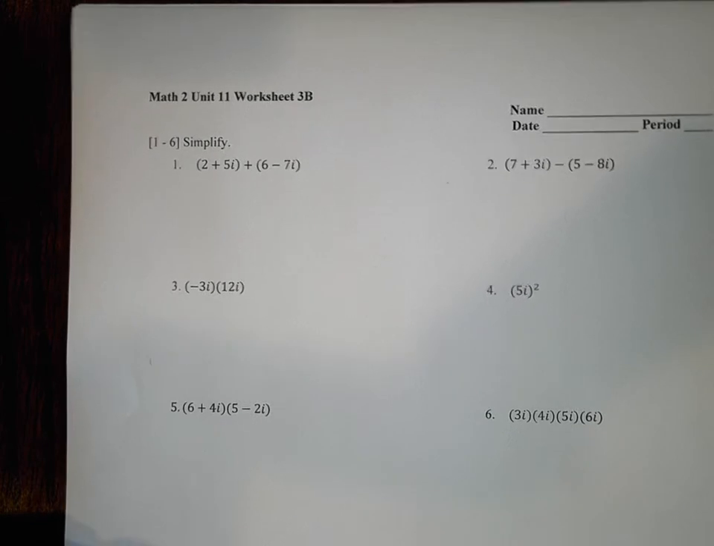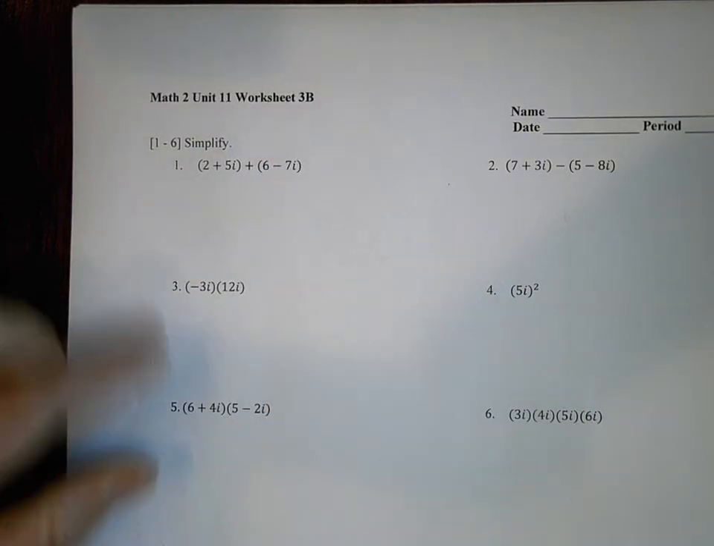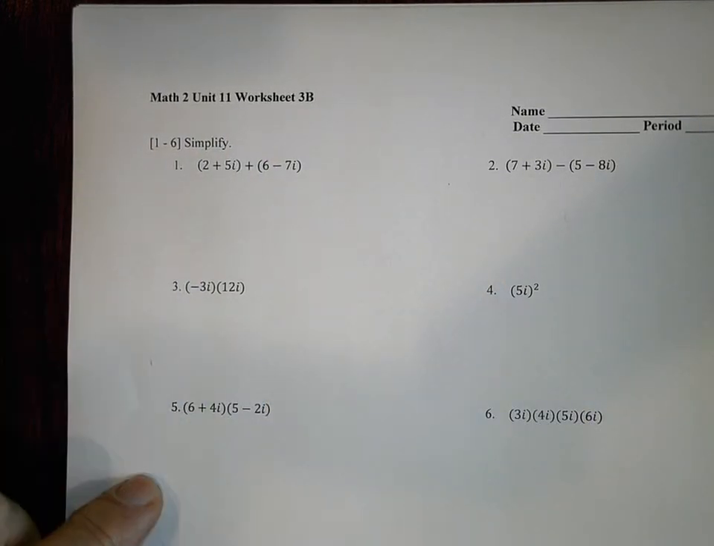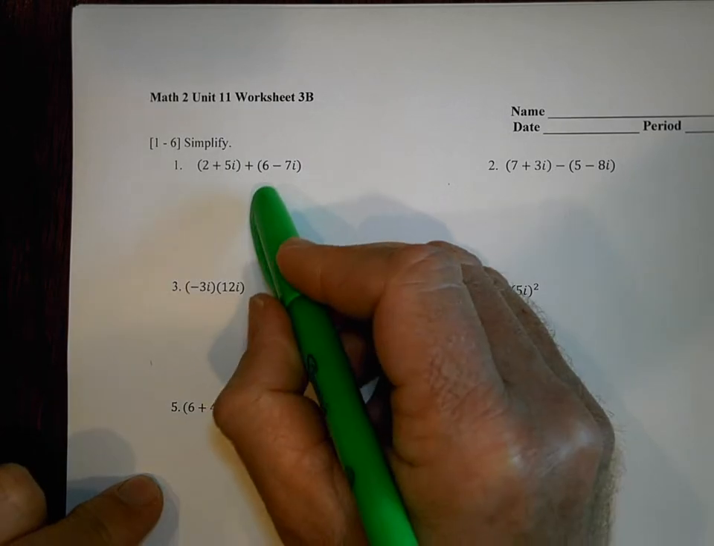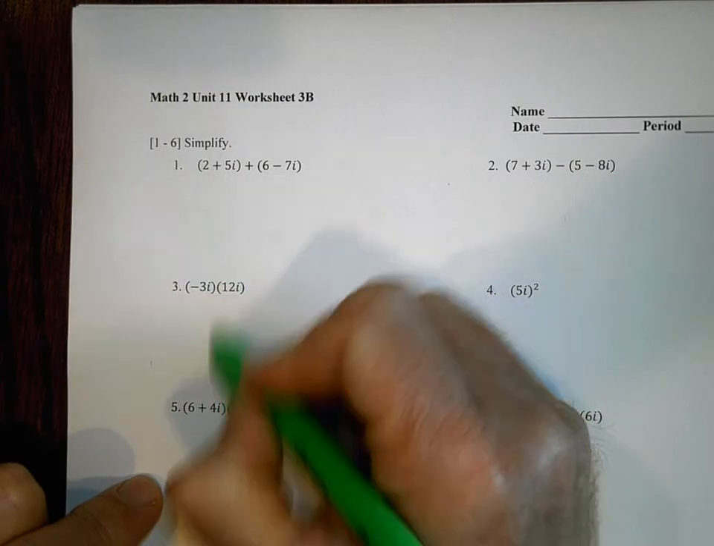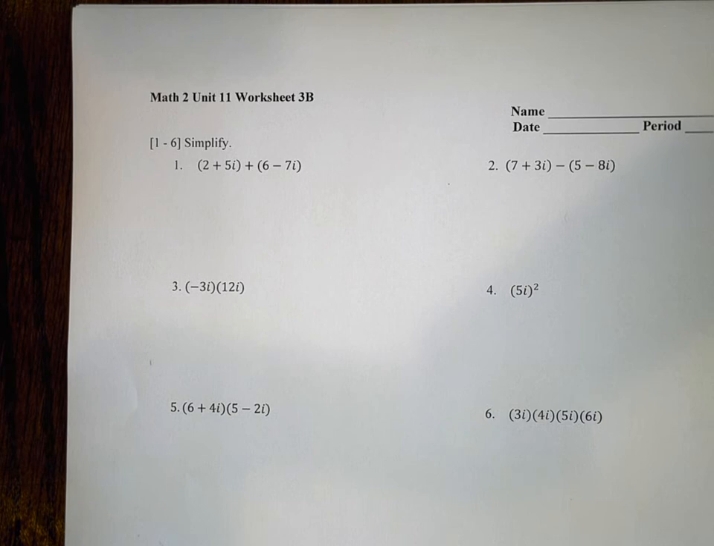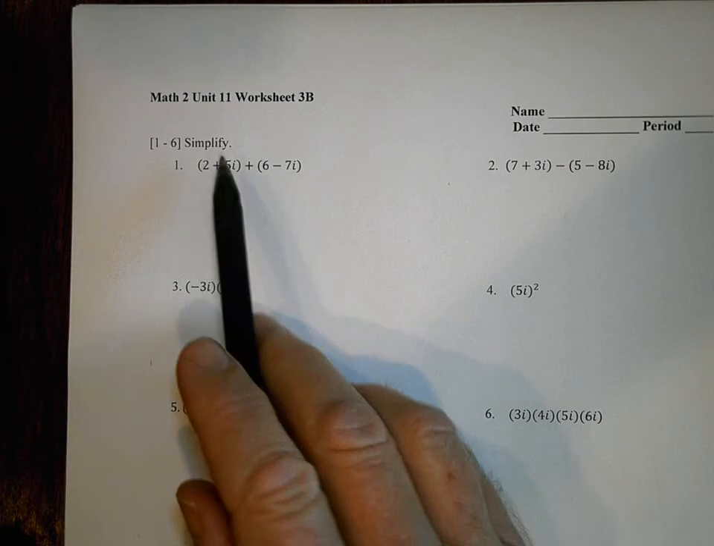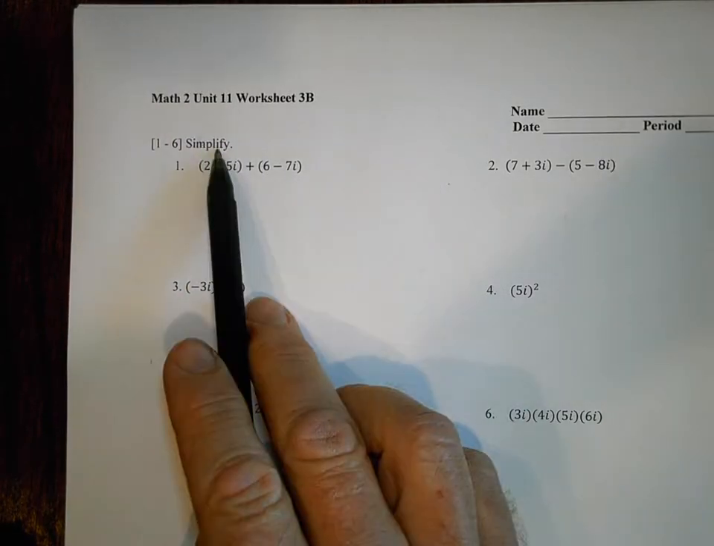So this is Unit 11. Let's make sure you can see it. There we go. This is Worksheet 3B. You were assigned to do numbers 1 through 6. And keeping with tradition, I'm just going to do the odd numbered problems. So I'm going to do 1, 3, and 5. Okay, so in number 1, or 1 through 6 actually, we're going to be simplifying.